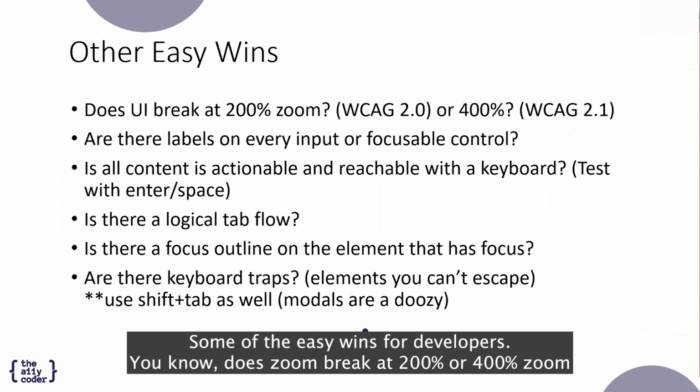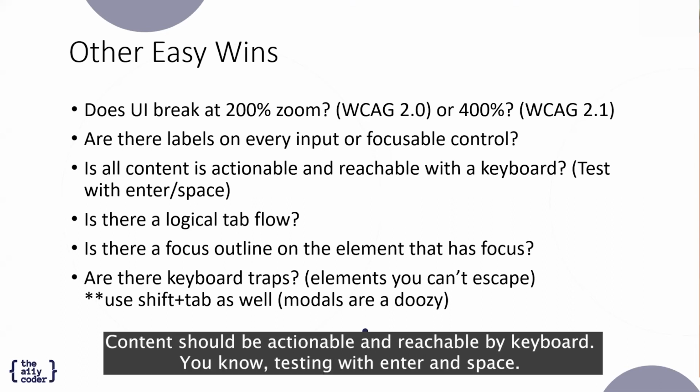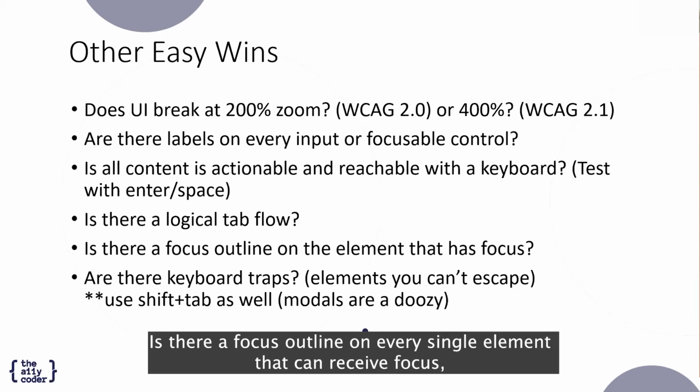Some other easy wins for developers: does the page break at 200% or 400% zoom if you're using WCAG 2.1? Labels, again, on every input or focusable control. Content should be actionable and reachable by keyboard, testing with Enter and Space. Is there a logical tab order? Does it bounce all over the screen? Is there a focus outline on every single element that can receive focus?